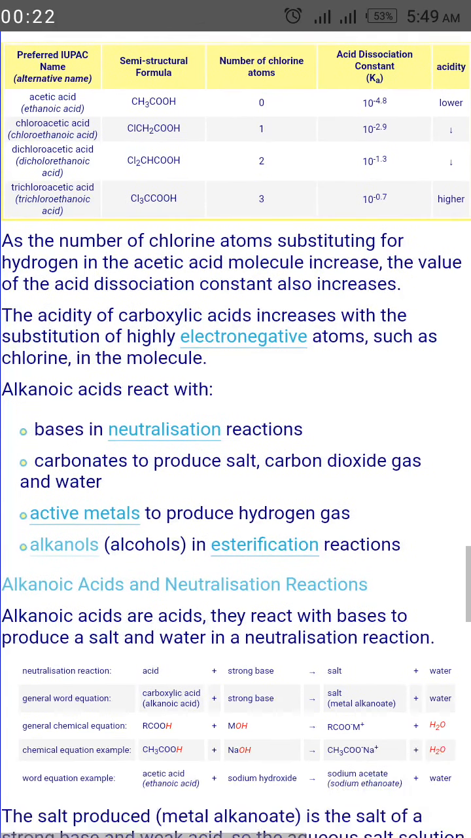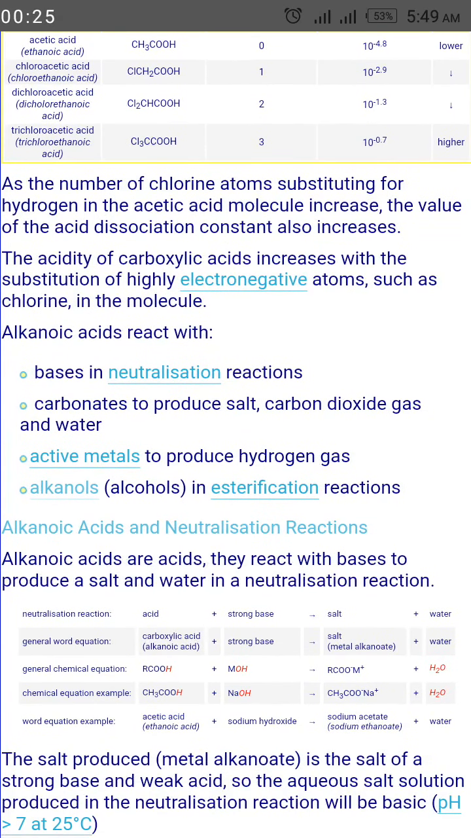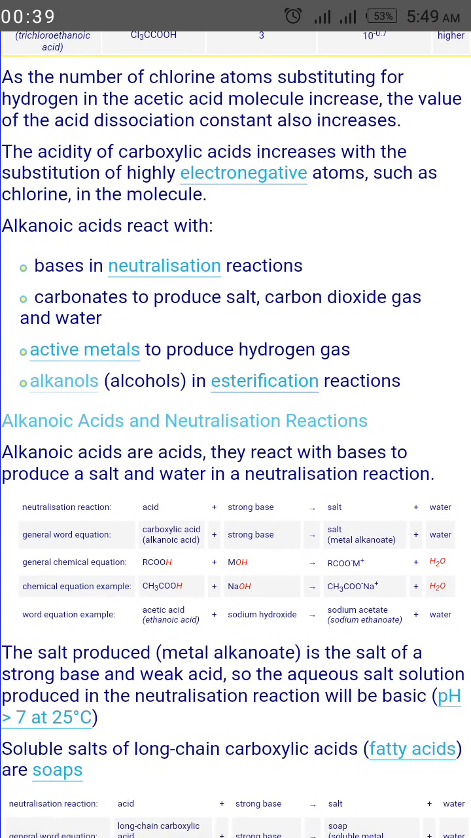But we should also note that the acidity of carboxylic acids increases with the substitution of higher electronegative atoms such as chlorine in the molecules. Alkanoic acids react with bases in a neutralization reaction. They react with carbonates to produce salt, carbon dioxide, and water. As I said earlier, they react with active metals to produce hydrogen gas. Active metal, group 1 metals, right? And group 2. They react with alkanols, that's alcohol, to produce ester in an esterification process.